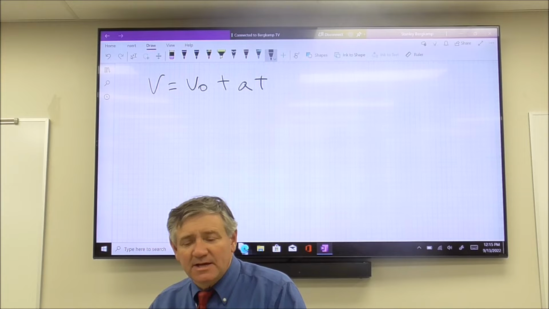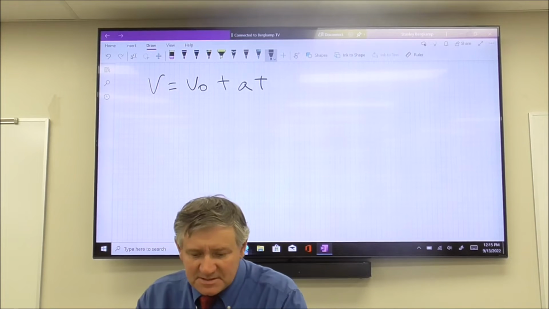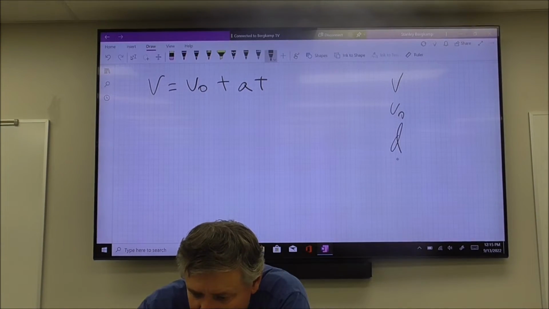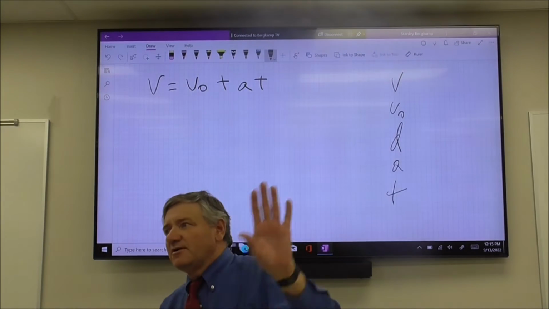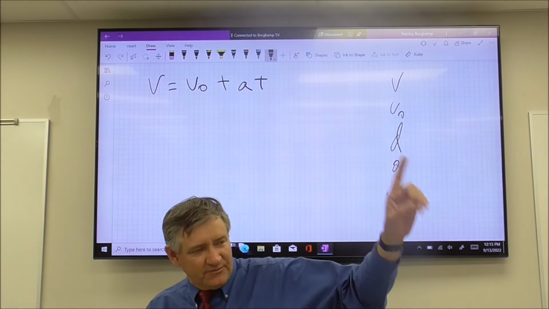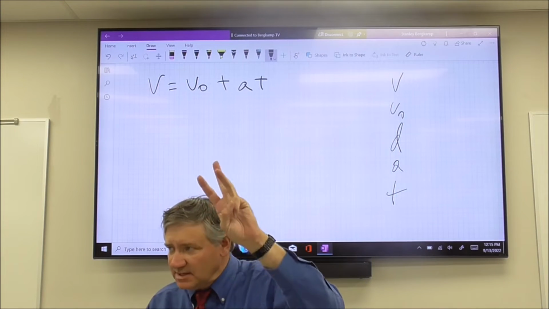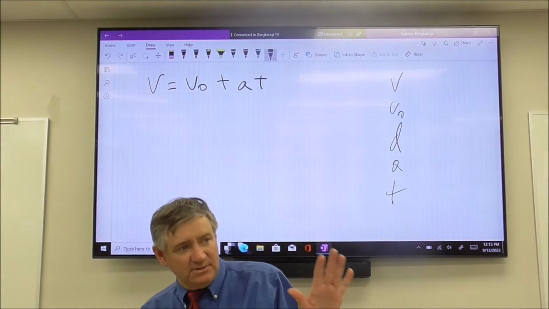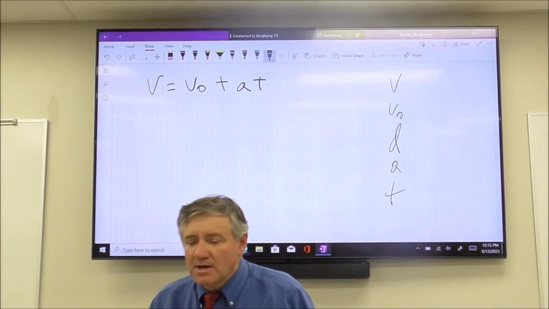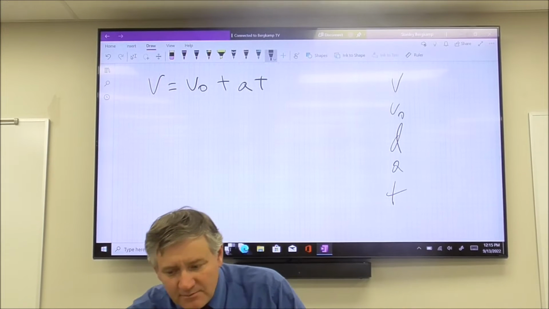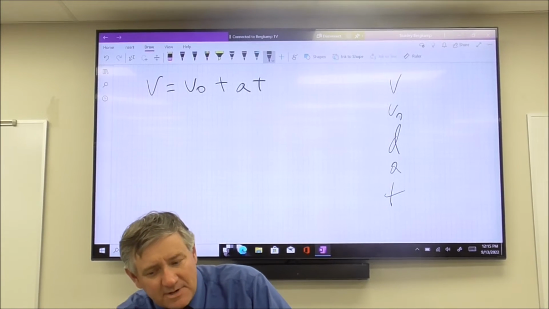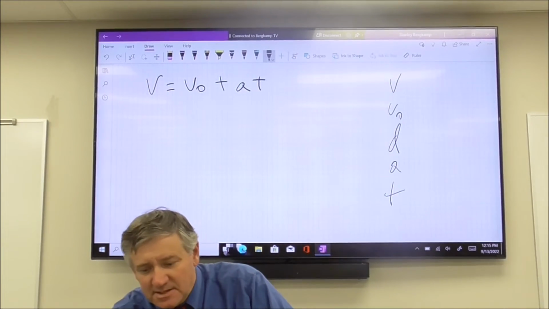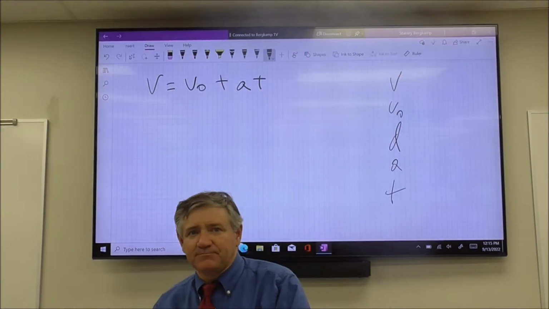The other thing is that on all of these problems, you have at most 5 variables: your final velocity, your initial velocity, your displacement, your acceleration, and your time. Some people like to do this, and it's a personal preference: as soon as they get a problem, they write down the double V D A T. Your 2 velocities, your distance, your acceleration, and your time.